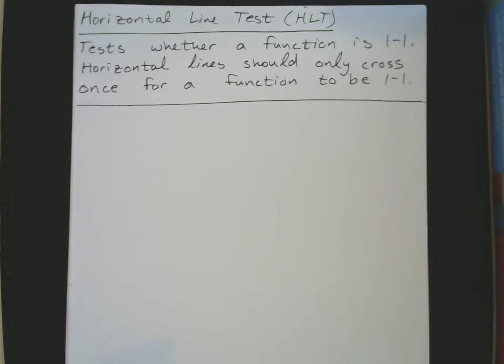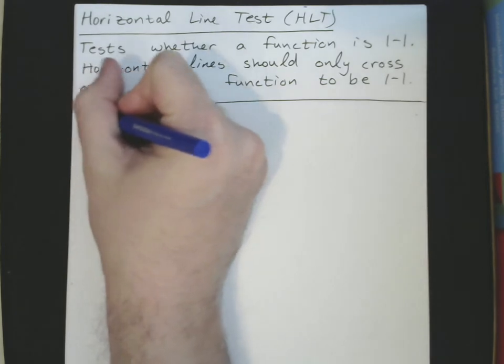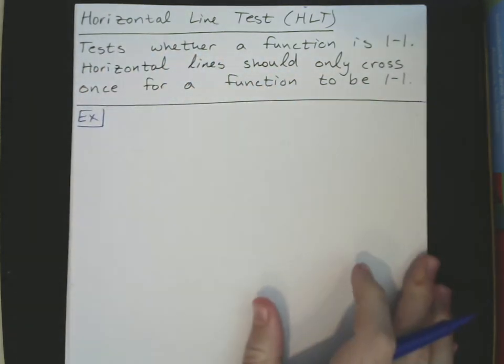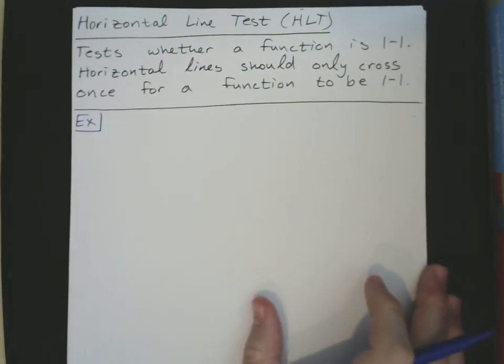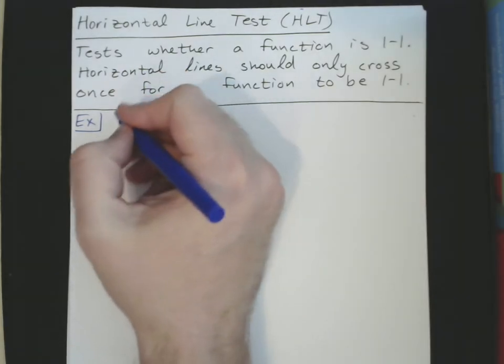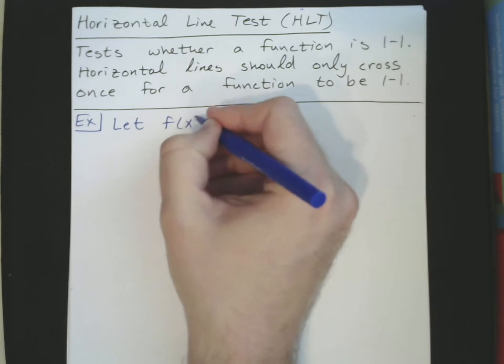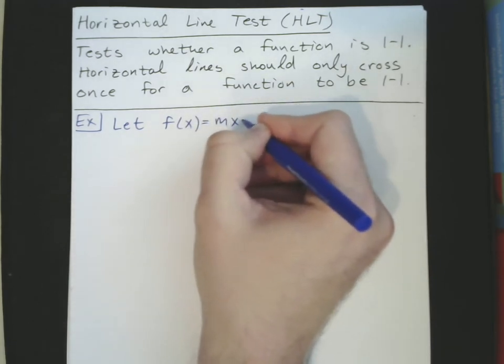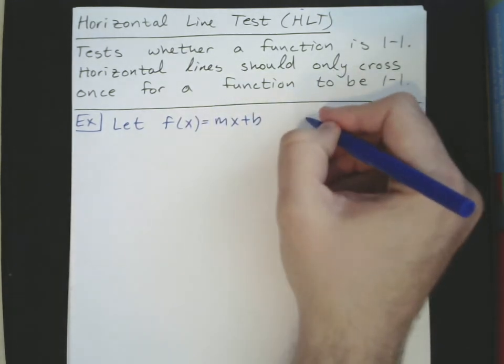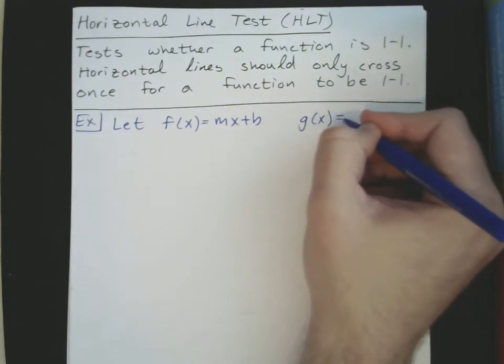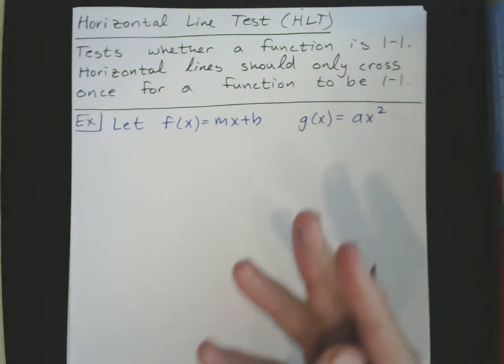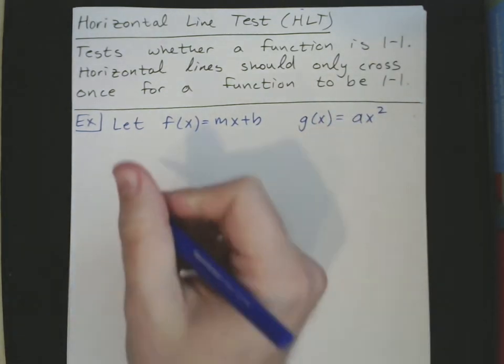So let's look at a couple examples. Since this works just like the vertical line test, this shouldn't be too new, too different. We've been doing the vertical line test a little bit already. So let f of x equal mx plus b, and we'll let g of x equal ax squared. So two general functions.